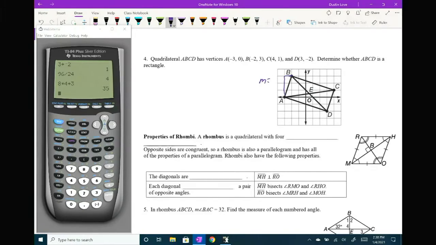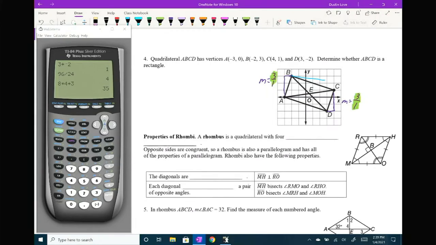Here, my slope is rise of 3, run of 1. Okay, right here, again, I've got a rise of 3 and a run of 1. Now, when those two are equal to each other, that tells me that for parallel lines, slopes are congruent. So I know that BA is parallel to CD. That's good. Now let's go ahead and check our slope over here.